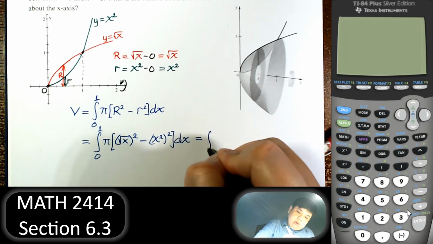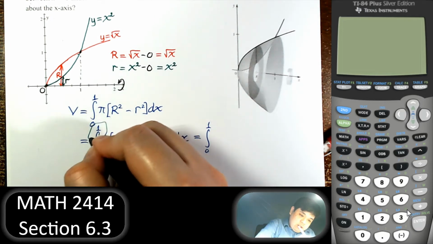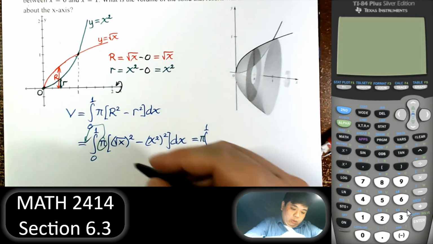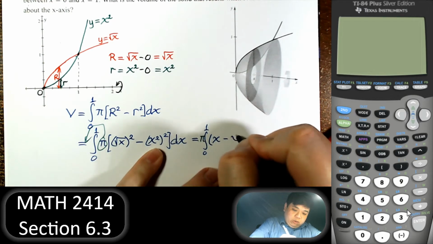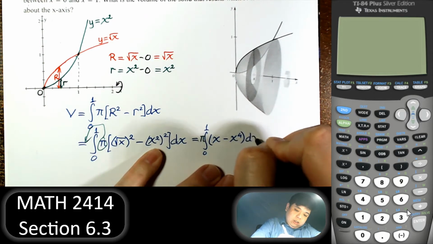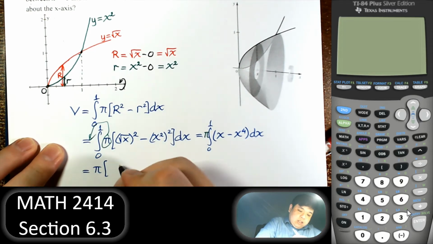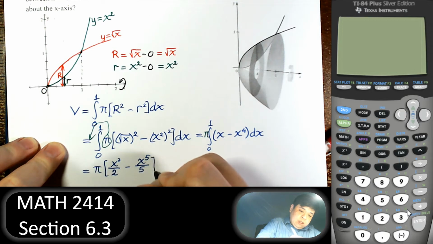Right, so we have 0 to 1. Again, we take the pi outside, and then we have square root of x squared, which is x, and x squared squared is x to the 4th. And when we integrate, x will give us x squared over 2, and x to the 4th integrates to x to the 5th over 5. Evaluate from 0 to 1.